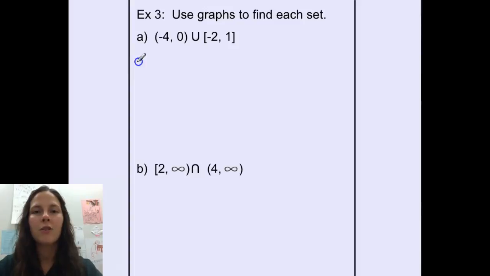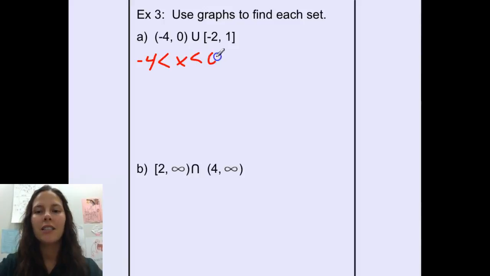The next piece with set notation is unions and intersection. Union is the combination of the two, and intersection is where they overlap. So this is use graphs to find each set. First of all, this would be -4 is less than x, which is less than 0. We've got the two parentheses there. And the bracket one would be -2, less than or equal to x, less than or equal to 1.